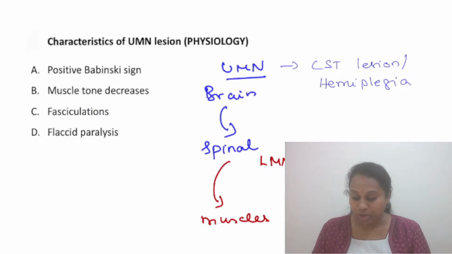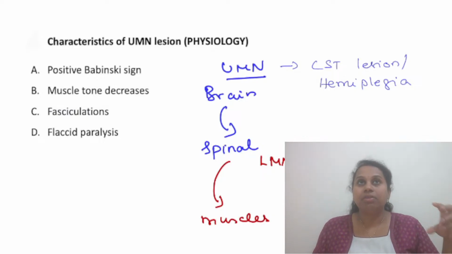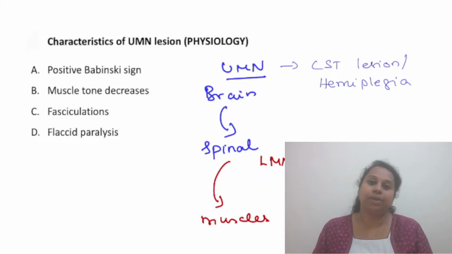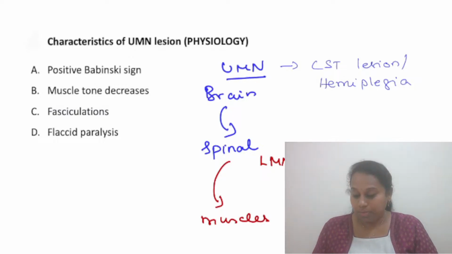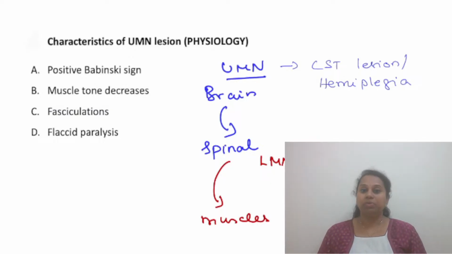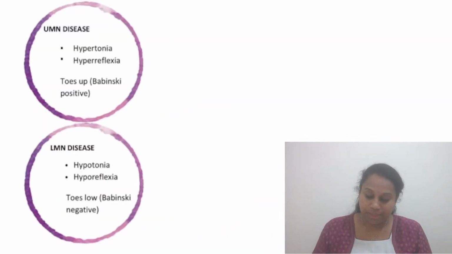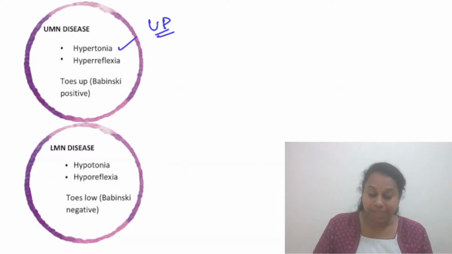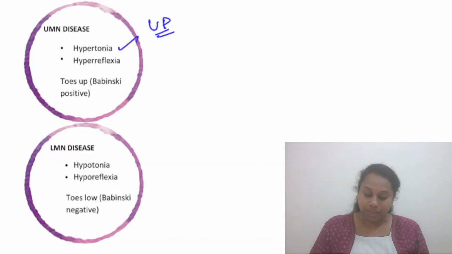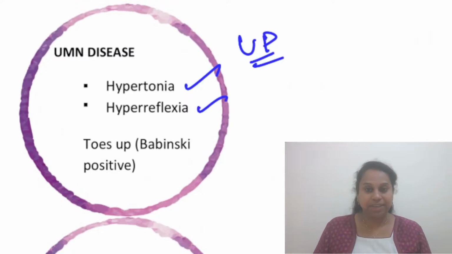What about LMN lesions, lower motor neuron diseases? This means the nerve innervating the muscle is going to be affected here. So basically muscular diseases like poliomyelitis or muscle dystrophies or muscle atrophy. These are examples for lower motor neuron diseases. Now what are the clinical findings in UMN and LMN? One easy way of doing this: in upper motor neuron lesions, three things are up. What is up in upper motor neuron lesion? Tone is up. That's called hypertonia. Reflexes are up. That's called hyperreflexia. And when you do a Babinski sign, the toes go up.